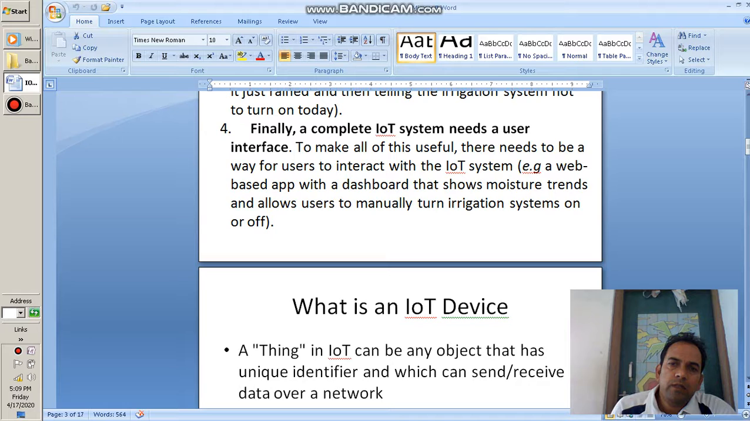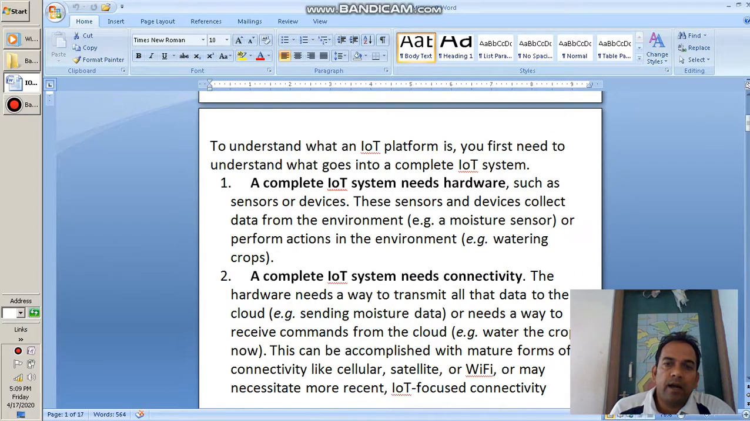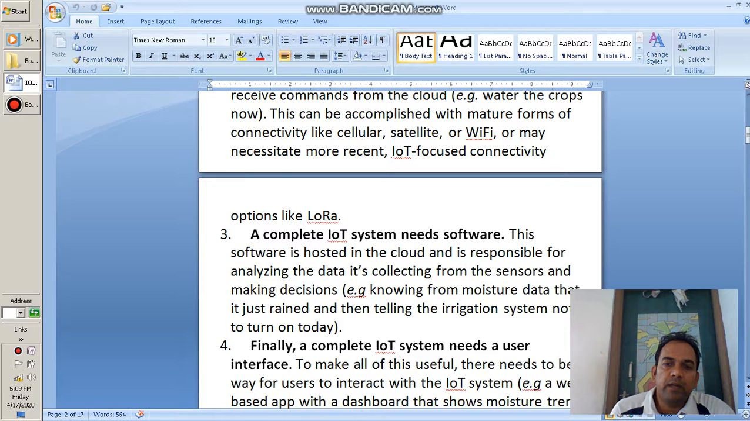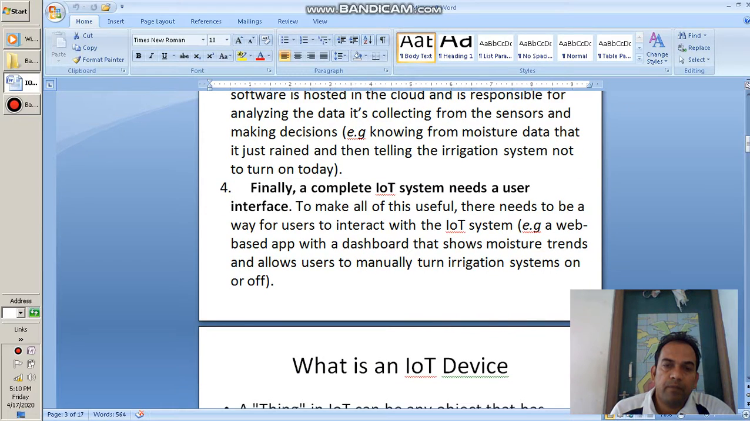Now these were the things that are mandatory in an IoT system. First, it needs hardware, second, it needs connectivity, it needs software, and it needs a user interface. So if all of them are present, we can say that it's a complete IoT system.